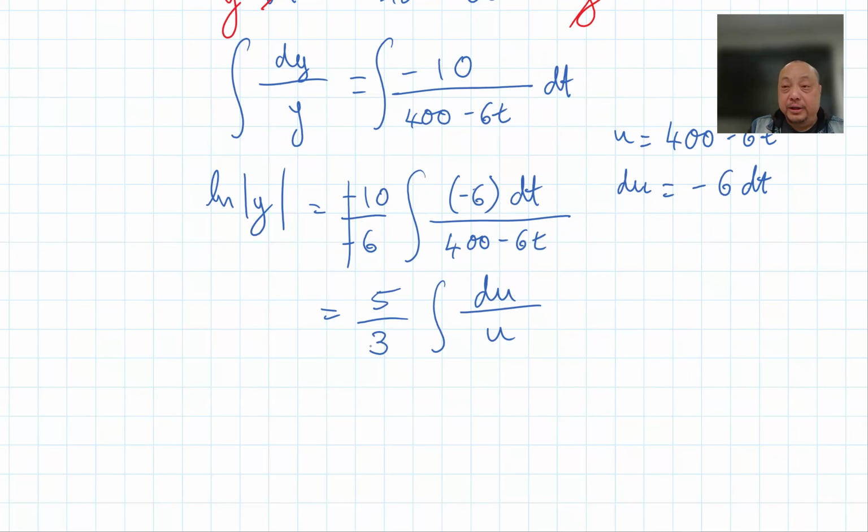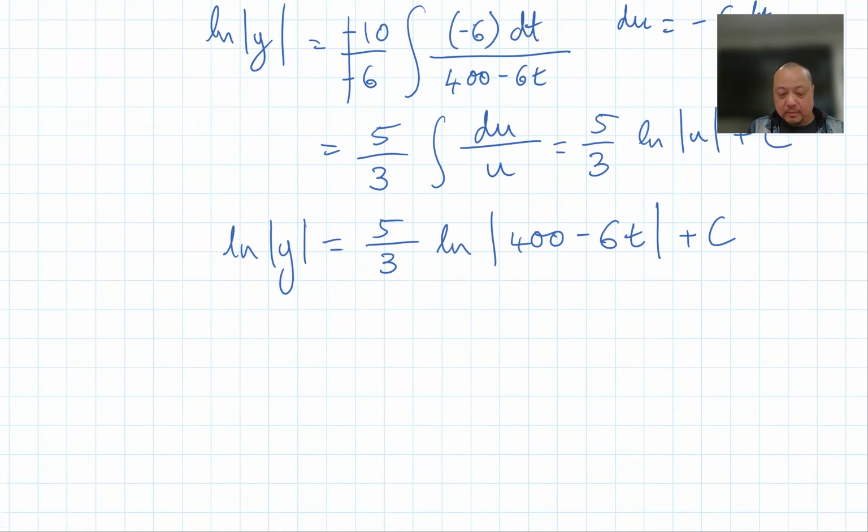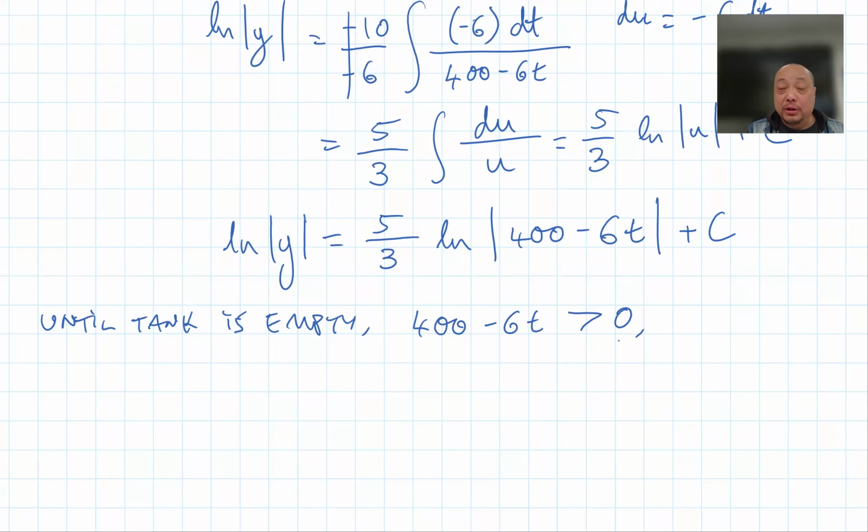I arrive at 5/3 integral of du over u, which is equal to 5/3 ln of u plus c. And I substitute back: 5/3 ln of 400 minus 6t plus c. Like that. Until the tank is empty, first of all, the total quantity of liquid is going to be positive. And the amount of chlorine is also going to be positive.